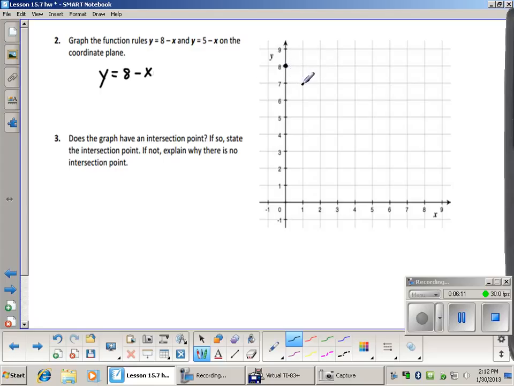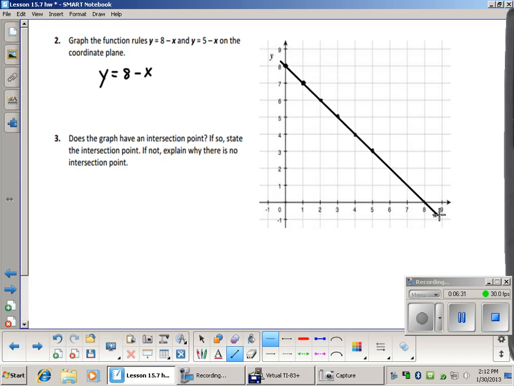So I could continue plotting points for that line, but I also could notice the quick pattern and draw in a line. Let's get a line, and wish me luck. All right. There's my line.